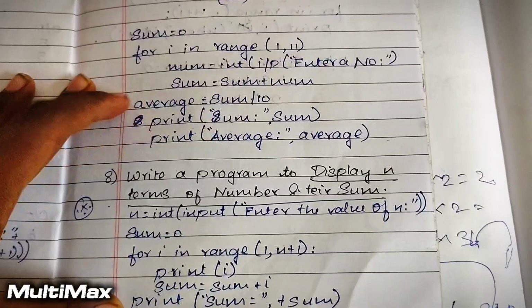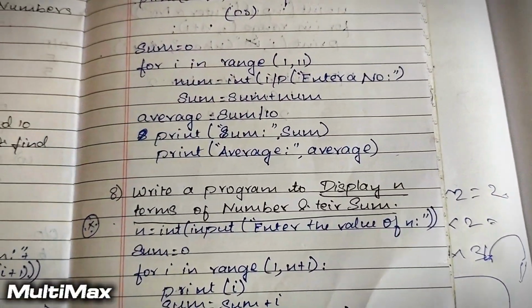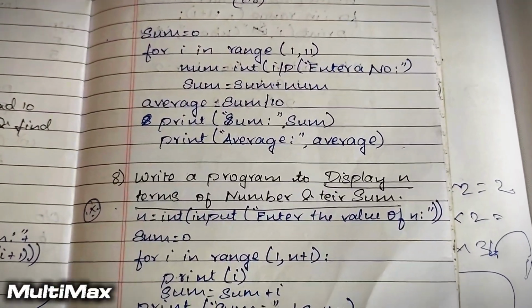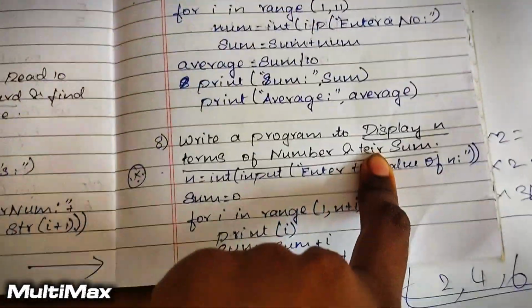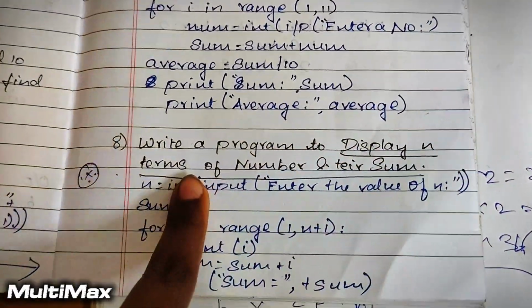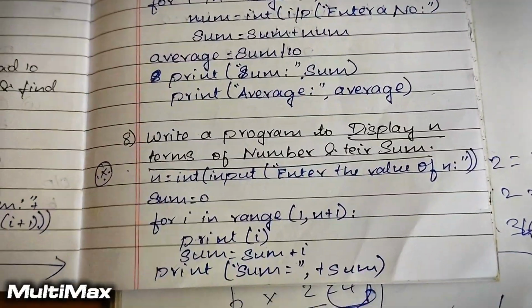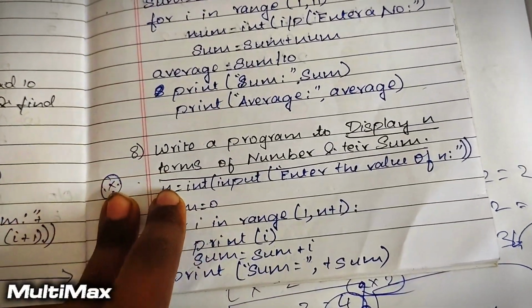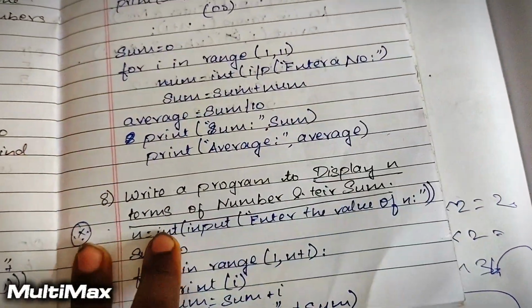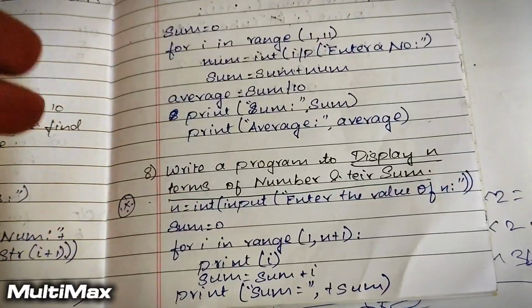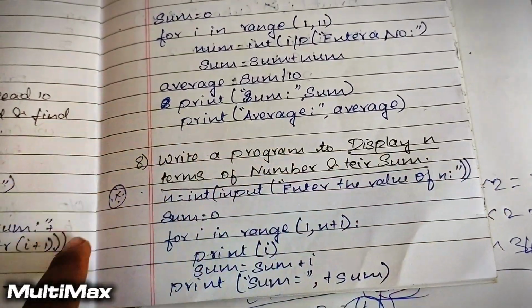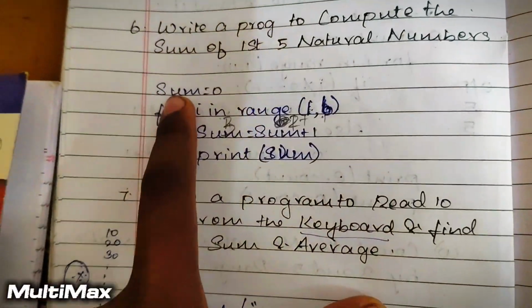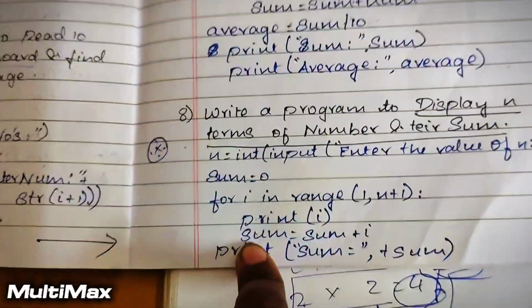Write a program to display n terms of numbers and their sum. N input, enter the value of n, sum 0. Okay, display n terms of numbers and their sum. Some numbers I have to display and their sum. Okay, so int n I have declared n because here n is shown. That's the reason I have declared n. Otherwise I would take it as num. Okay, n equal to int input, this thing you know, right? Sum is nothing but the same as count, as you see here.